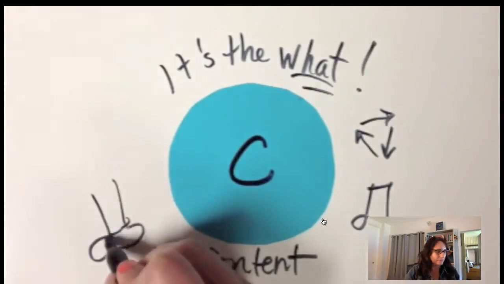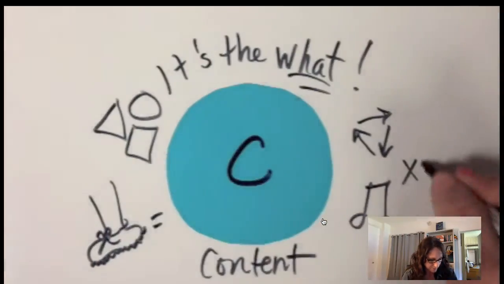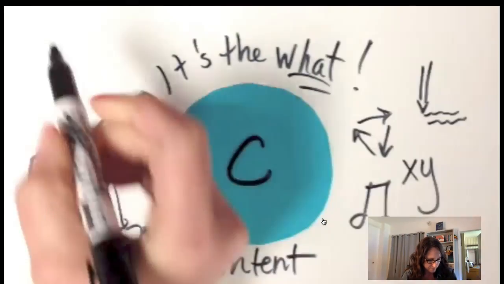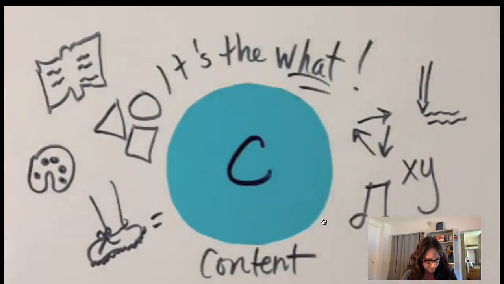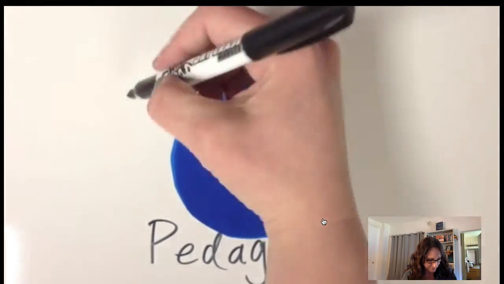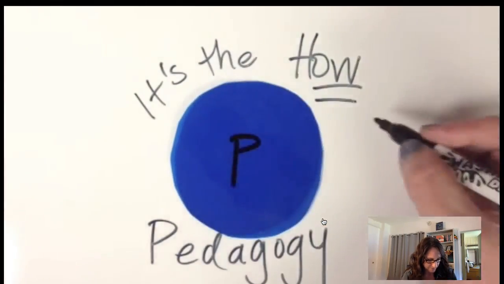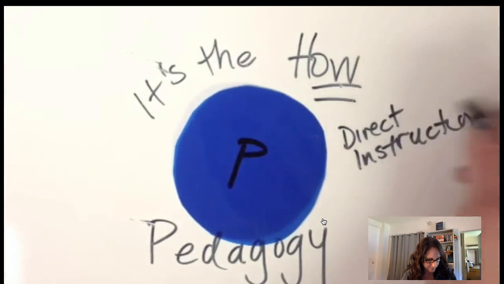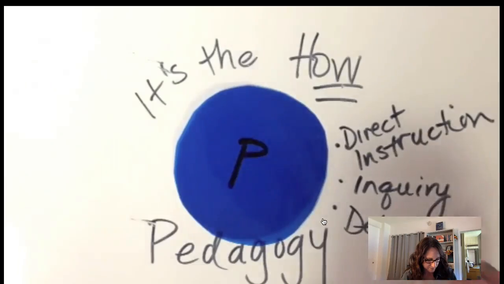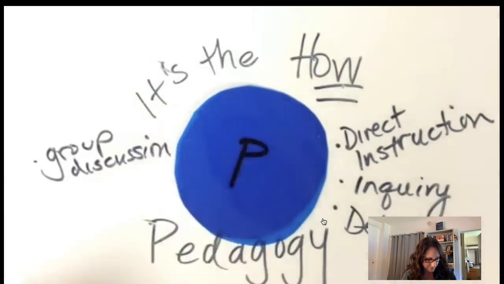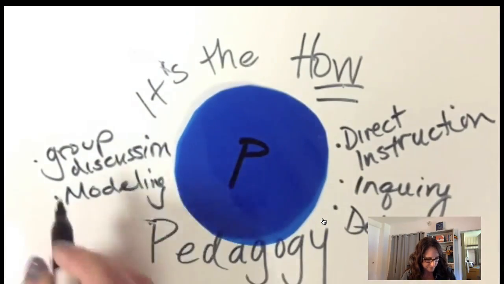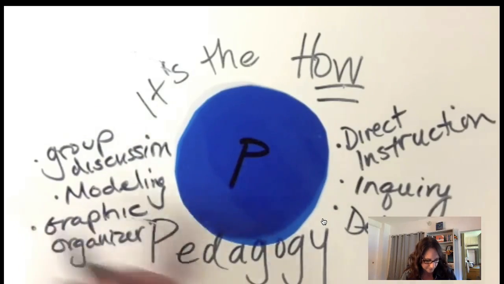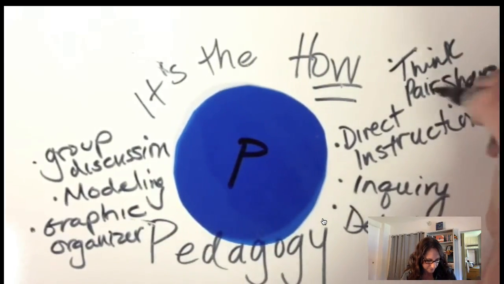It's the subject matter we're teaching, like ecology, music, algebra, health, geometry, or art history, to name a few. Then we look at our pedagogical knowledge. It's the how. Every teacher has tools, so let's put them to use. Are we going to be using direct instruction? Will this be inquiry-based, group discussions? How are we going to make the content more accessible by the way we present it to our students?